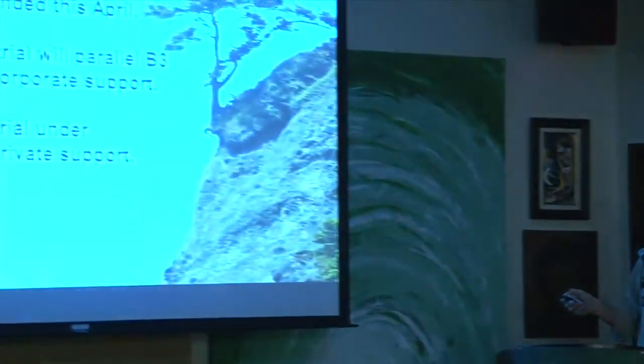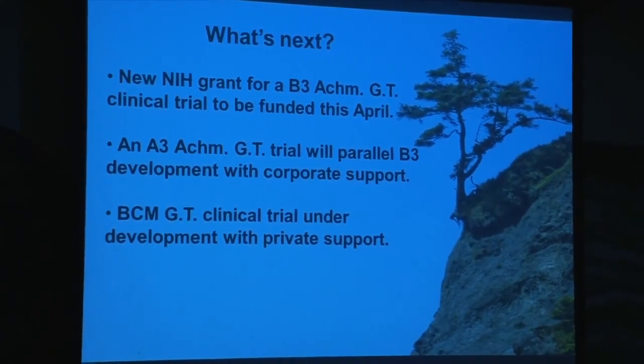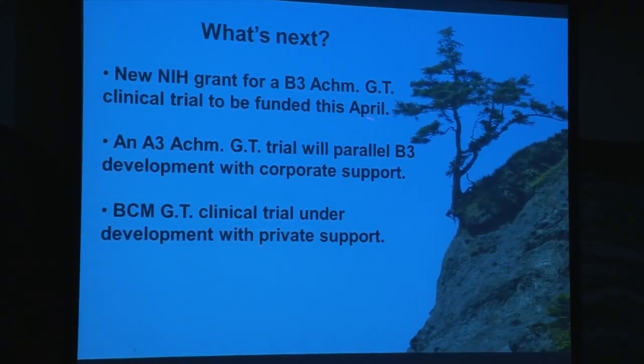What are we going to do with this kind of information? Well, 3 things. Good news is that it looks like, according to the NIH, and this is sequester proof, I'm told, that we will get a gene therapy clinical trial initiated, the process for initiating a gene therapy clinical trial for B3 achromatopsia in April. So we'll see if that notice of award actually gets here.